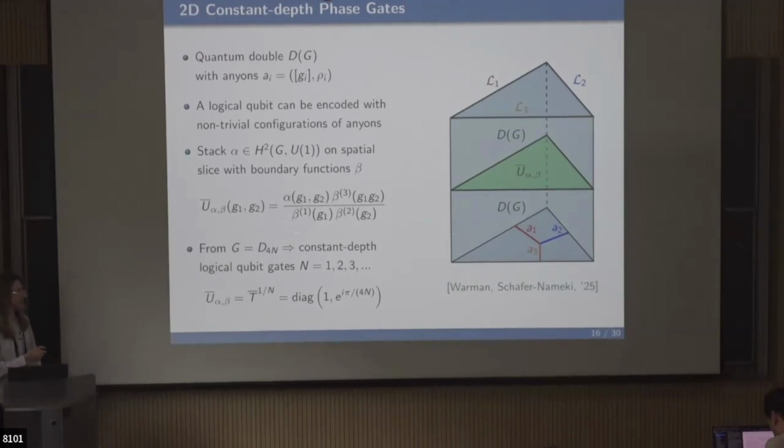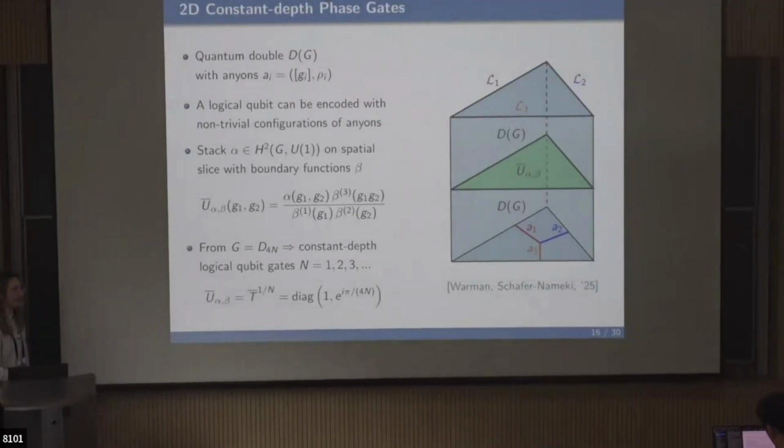And we'll see that for these codes based on the quantum double of D4n, we can get constant depth unitaries at arbitrary level of the Clifford hierarchy, just by increasing this n in D4n, while remaining purely in 2D space. And here we're evolving in time, showing how our protocol is being carried out.